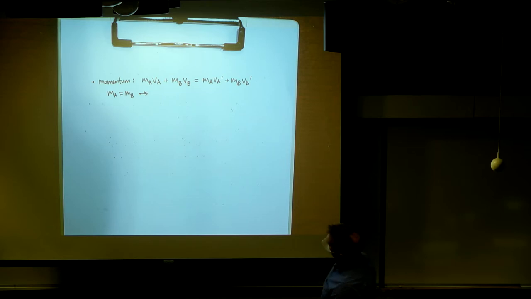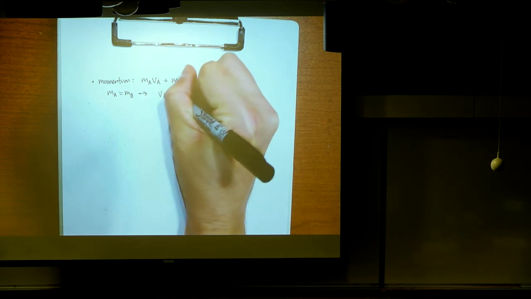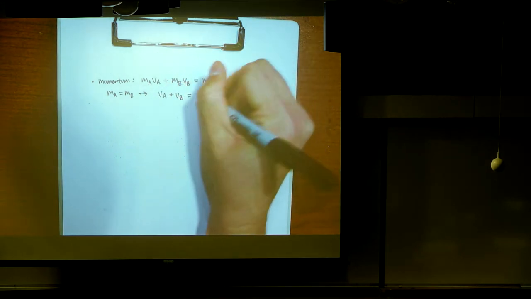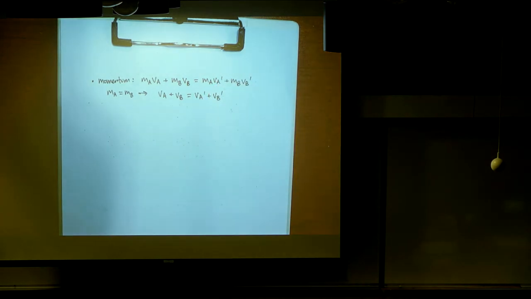So how can we simplify the equation in that case? The masses are the same. Mass just cancels out across the board, right? Because A and B have the same mass. So now we're left with something kind of simple, which is VA plus VB equals VA prime plus VB prime. That's going to be true if you have two equal mass objects colliding, okay?